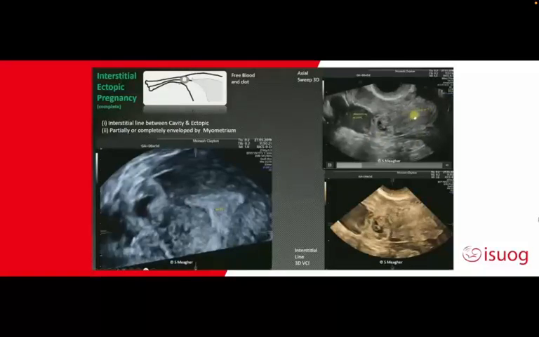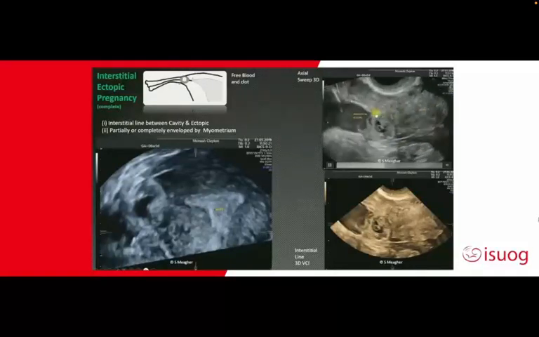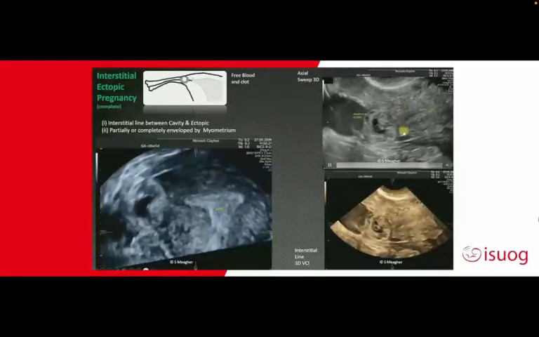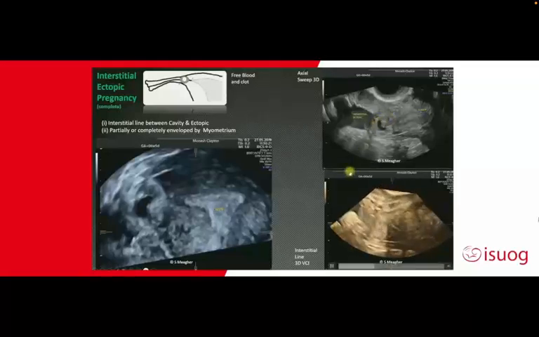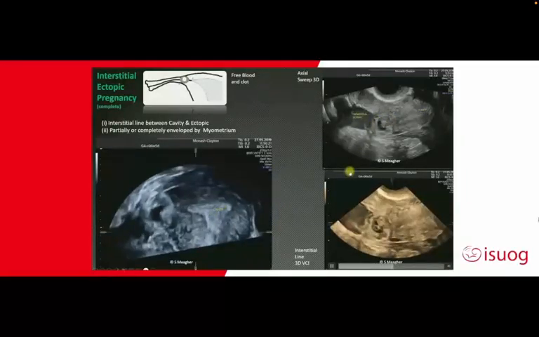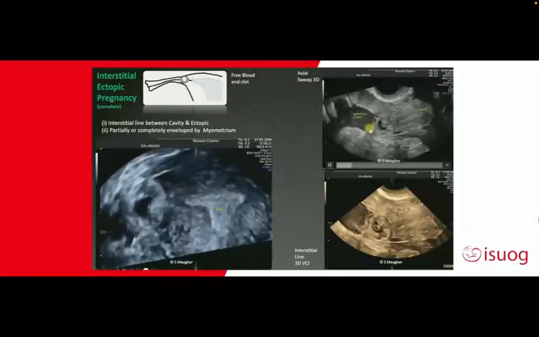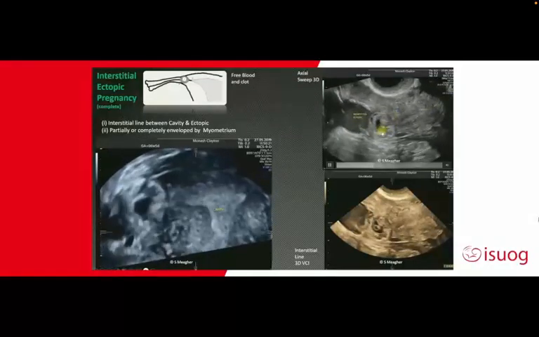axial section at the uterine cavity, and you here see the gestation sac, embryo, and yolk sac, but you can see there's a band of muscle tissue separating the uterine cavity from the ectopic pregnancy, which is positioned in the interstitial portion of the fallopian tube. This is a complete interstitial ectopic pregnancy.